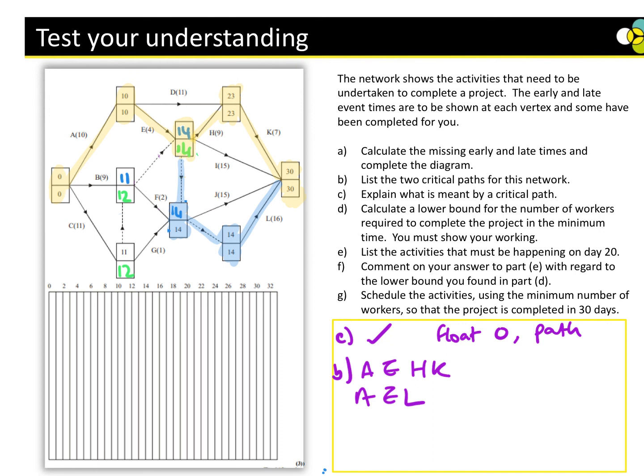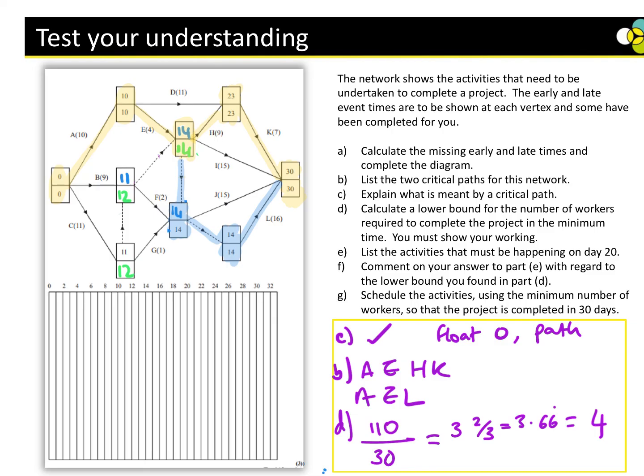Okay, calculate the lower bound. So we should have added up the total network. And when we added up the total weight, we get 110. We're going to divide that by the number in our sink node, which is 30. So this means 3 and 2/3, which is 3.66 recurring. So minimum amount of workers is going to be 4.